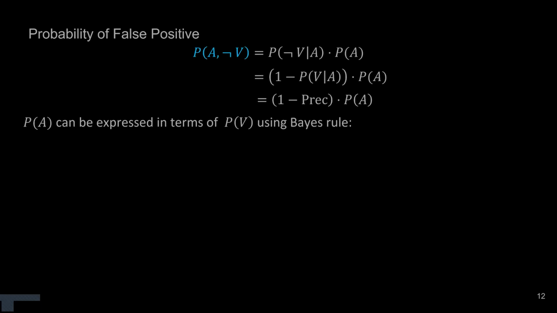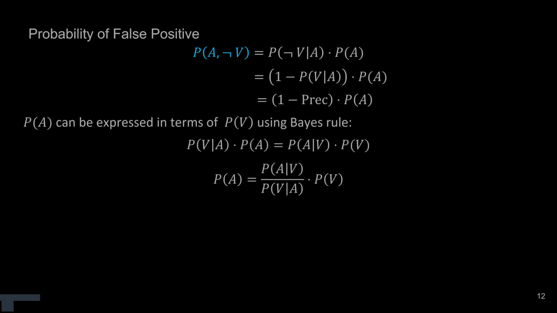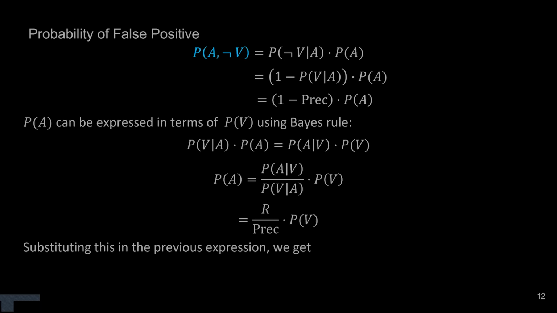So here we try to rewrite the cost of false positive in terms of precision and recall. And this is what we get finally. Again, I'll skip over the details. So you get this expression here in terms of precision, R is the recall, and the base rate.